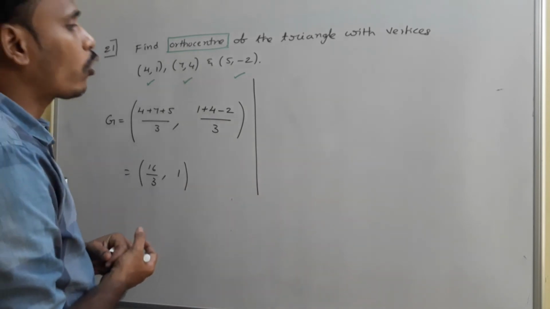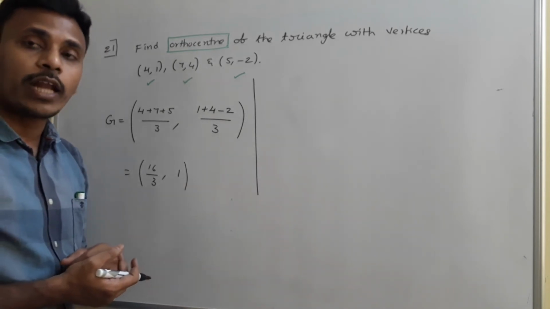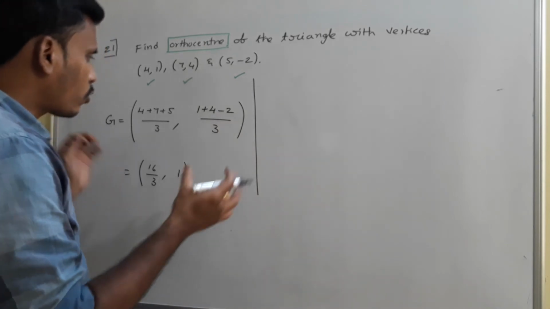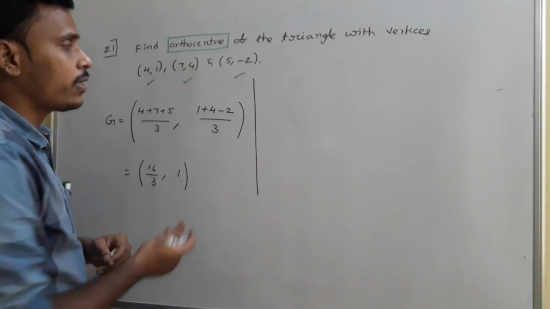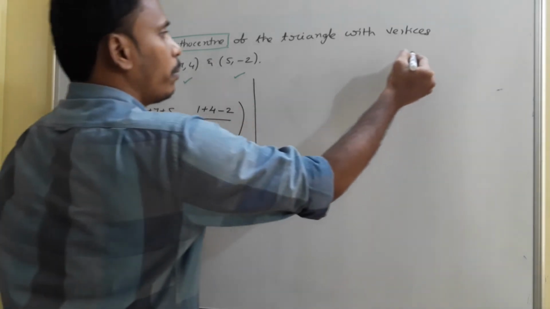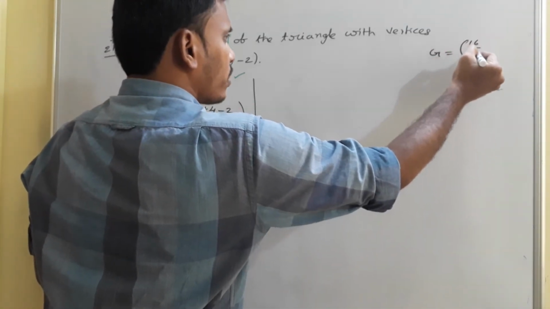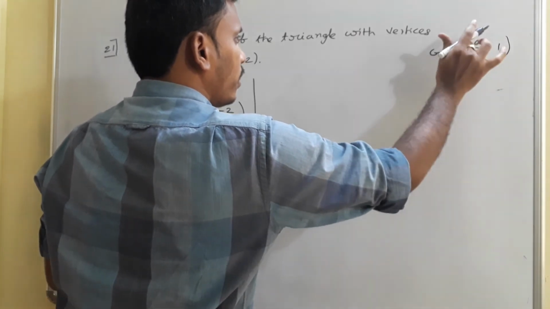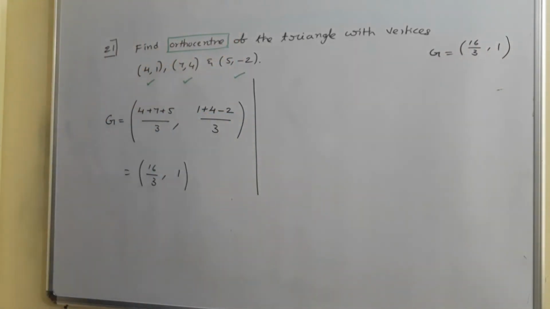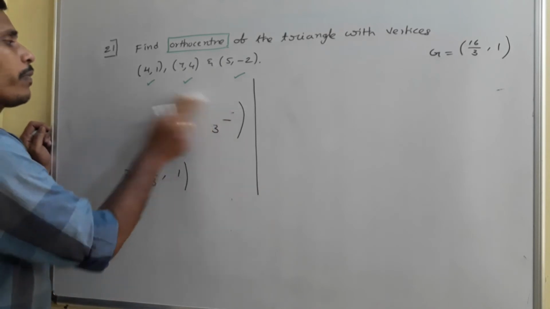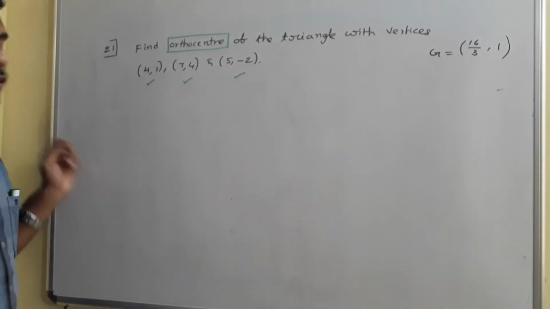And then I need to calculate the circumcenter. So how to calculate the circumcenter? Okay. To calculate the circumcenter I need some space. For that I am going to erase this. But just identify the centroid as (16/3, 1) with the help of the formula (x1 plus x2 plus x3) by 3 comma (y1 plus y2 plus y3) by 3.